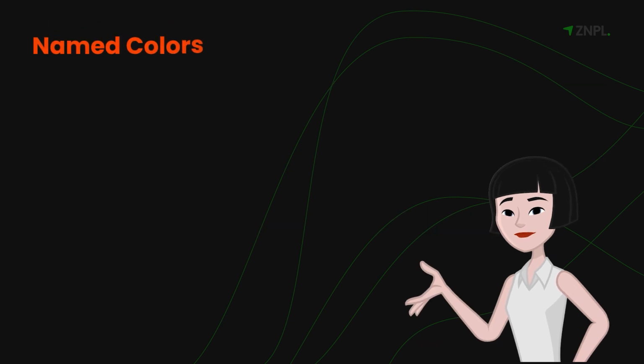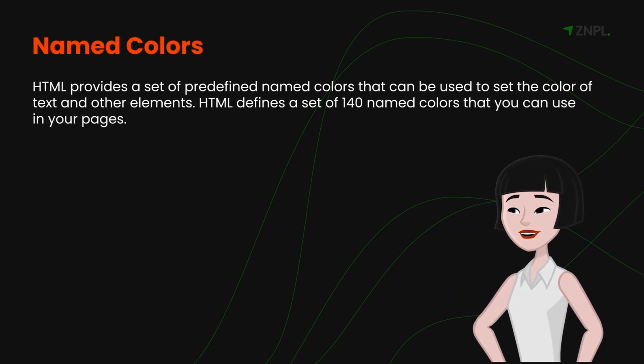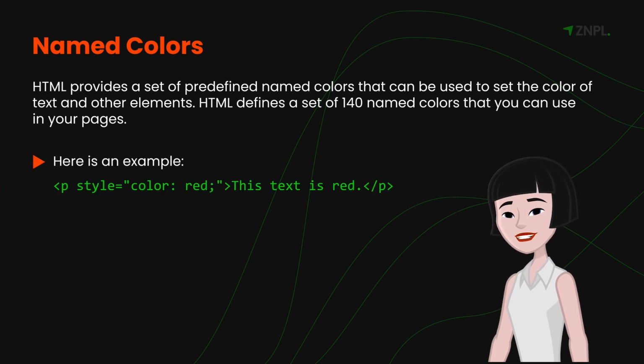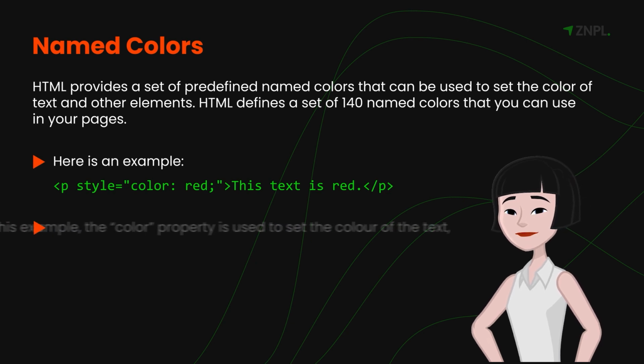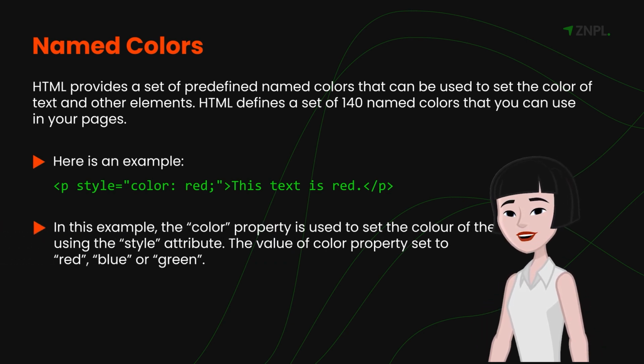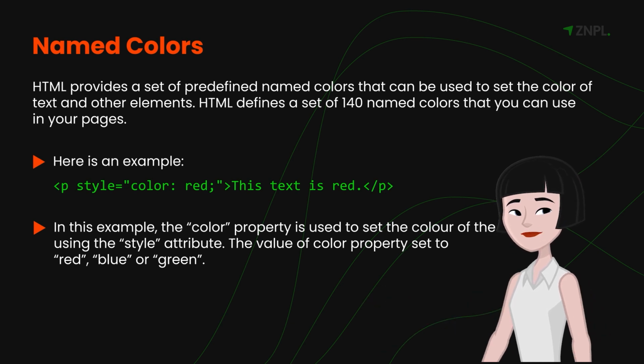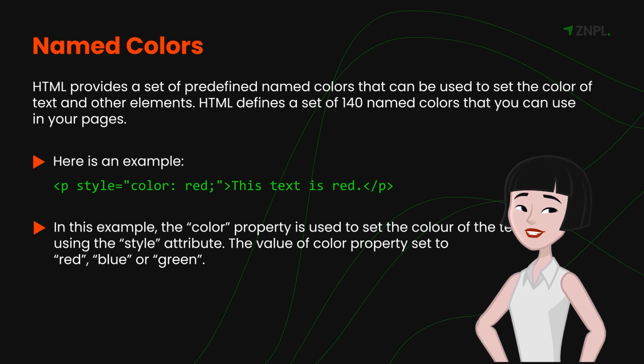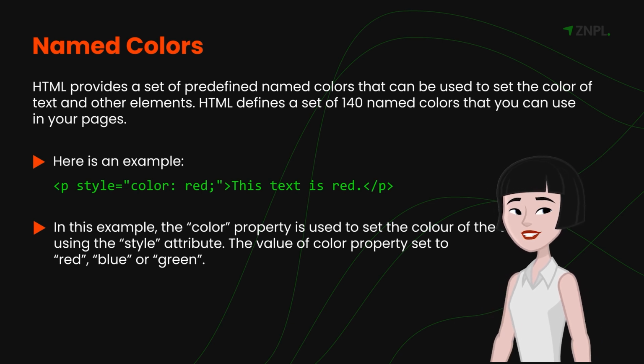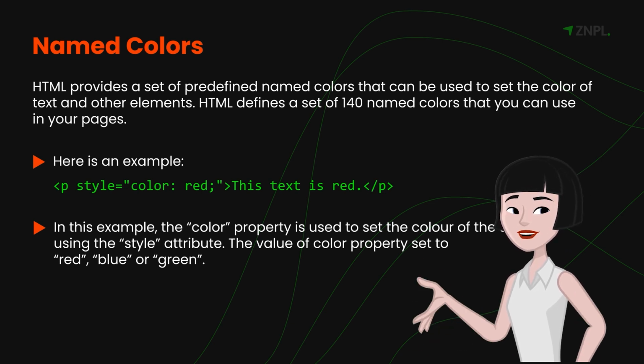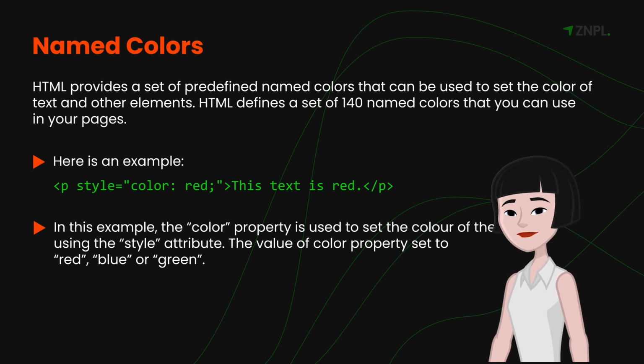Named colors. HTML provides a set of predefined named colors that can be used to set the color of text and other elements. HTML defines a set of 140 named colors that you can use in your pages. Here is an example. In this example, the color property is used to set the color of the text using the style attribute. Here the value of the color property is set to red, blue, or green.